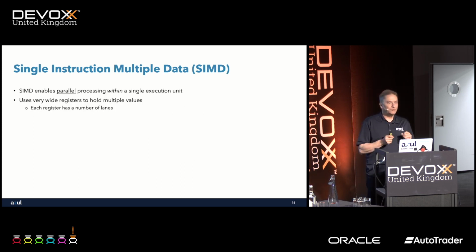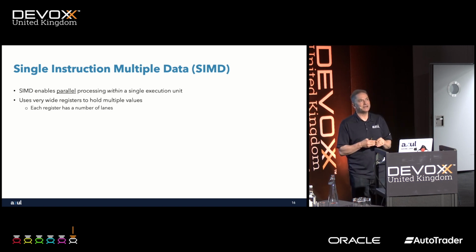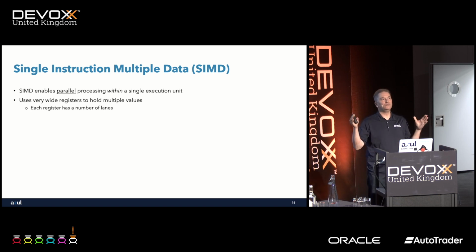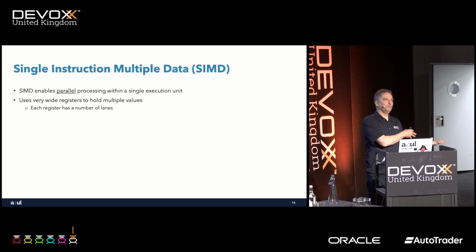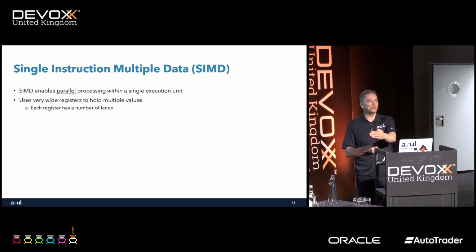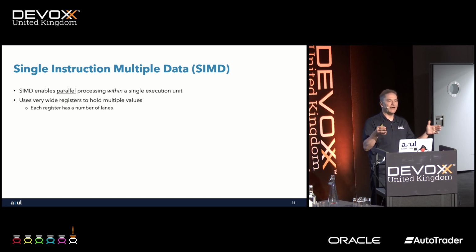Single instruction, multiple data. What this allows is true parallel processing within a single execution unit. And the idea behind it is that we use a very wide register. A very wide register enables us to hold multiple values at the same time, and then we can take information from, let's say, an array, populate our vector with that, and then we can have a certain number of what are called lanes. So the number of lanes is the number of elements that we can store in that very wide register.